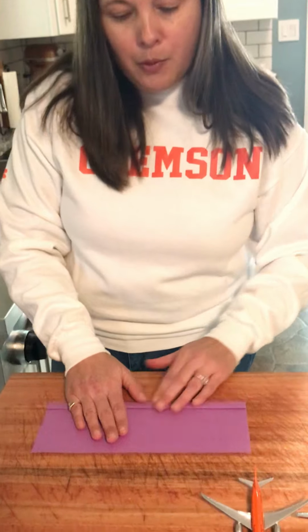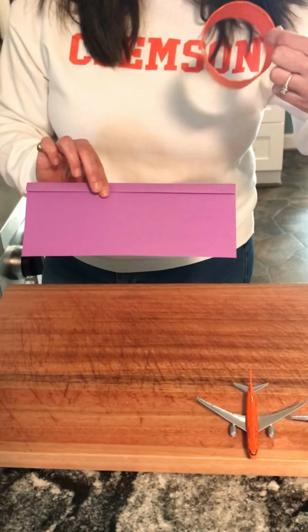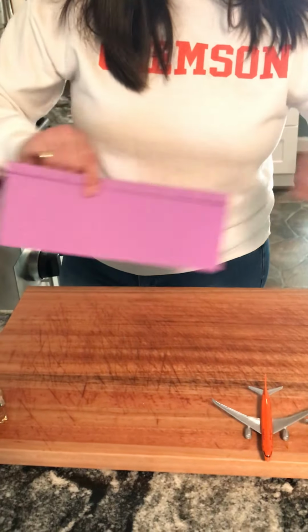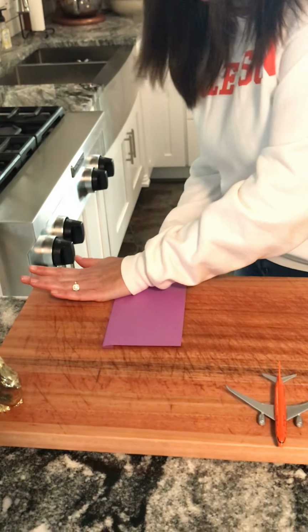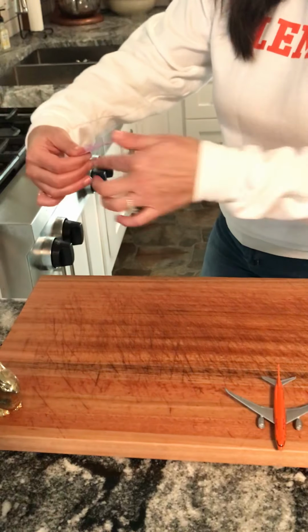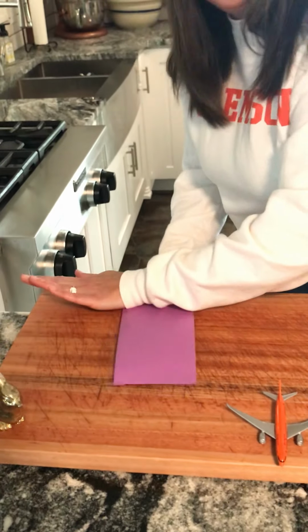All right, so now what we want to do is we want to get this to curve so we can turn it into a tube shape. So either you could use your fingers and work it out, or you could run it along the edge of the countertop by pressing your hand on the paper and then pulling, and do that several times. And you'll see the paper start to curve. So you'll be able to make a cylinder tube shape.